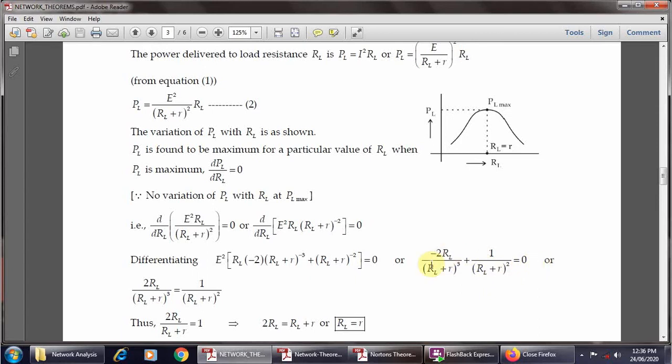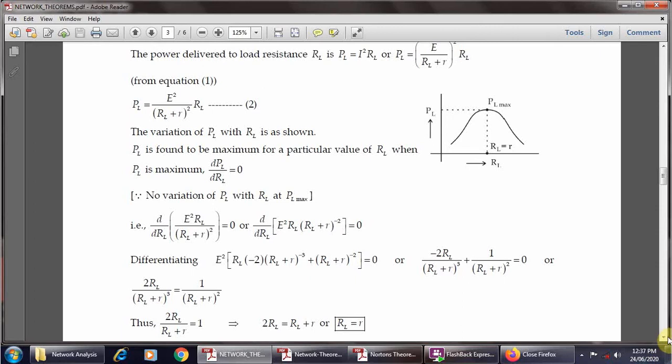This equation is again modified: the term minus 2 RL upon (RL plus R) cubed is moved from the LHS to the RHS, and the equation becomes 2 RL upon (RL plus R) cubed, which is equal to 1 upon (RL plus R) square.